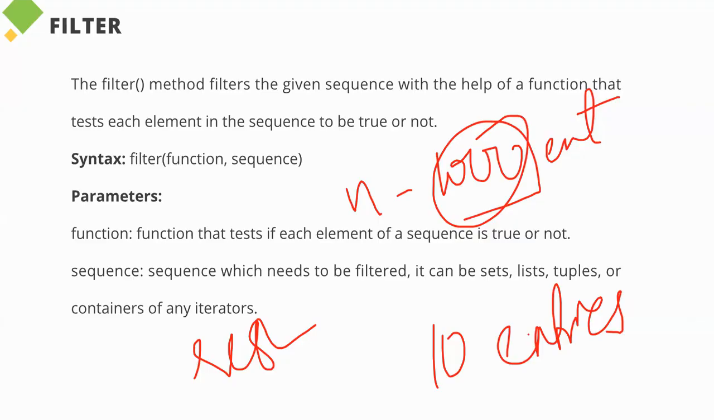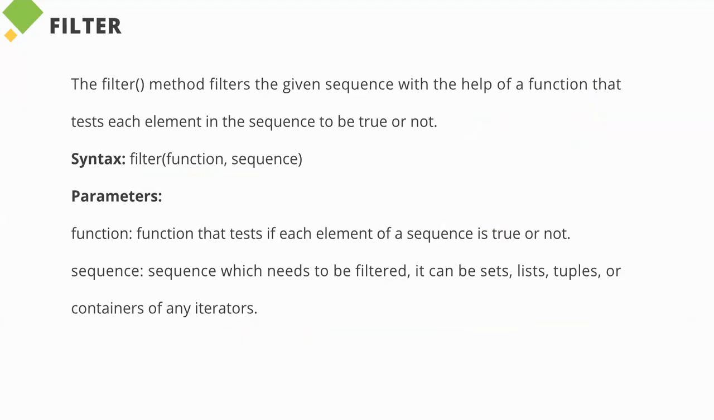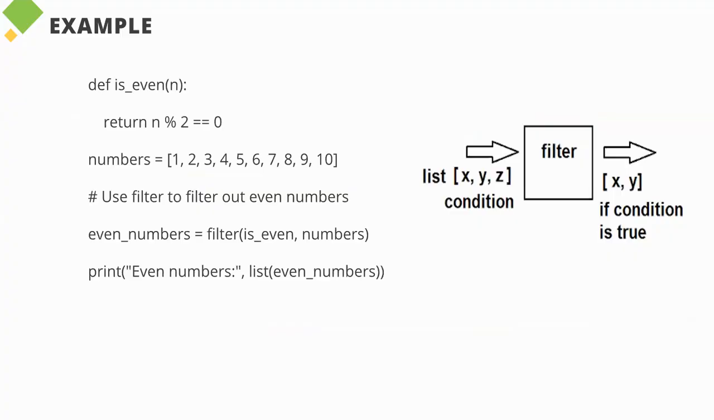programming. As I told, filter has the same syntax: open parenthesis followed by the function and the iterable or a sequence, whatever it may be. It may be a set, list, tuple, or any iterator. In Python, we have many iterators, right? So let's see. I'm passing an iterable or a sequence, and I check it with the condition. Whatever satisfies my condition, I return in the same format.